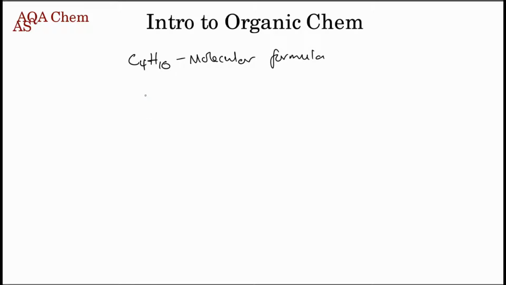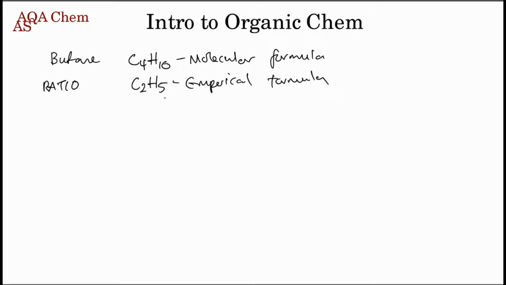You can also represent this as something called an empirical formula, which is C2H5. This is the empirical formula. Now you can think of this as a ratio formula, because this is the simplest ratio of proportions of atoms. So for every 2 carbons, there are 5 hydrogens. See here, for every 2 carbons there are 5 hydrogens, and there's 2 lots of that. So you can represent butane as C2H5 in empirical form.